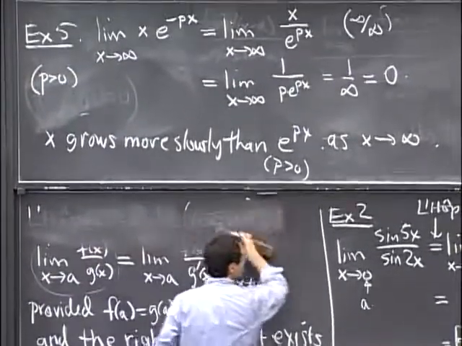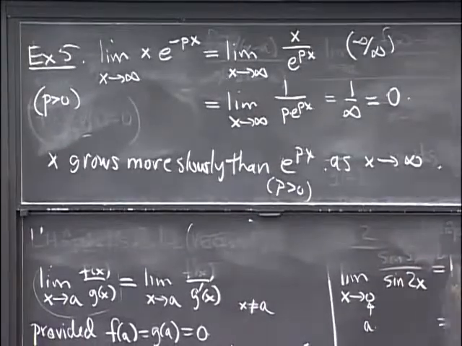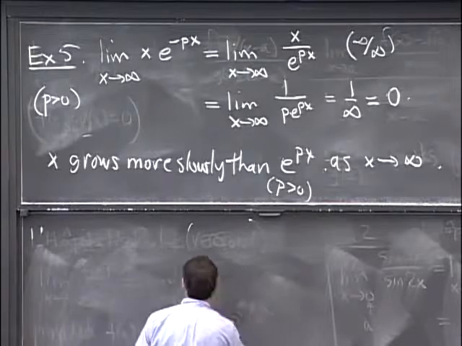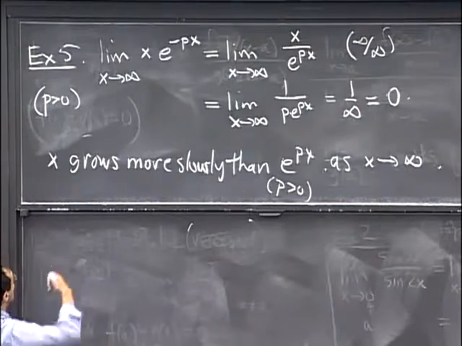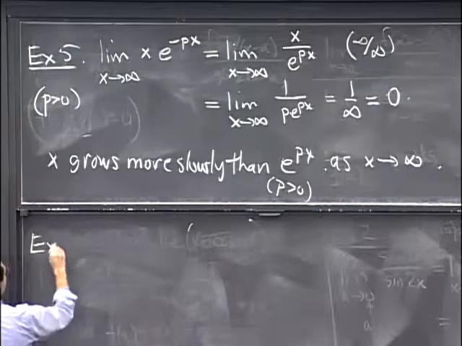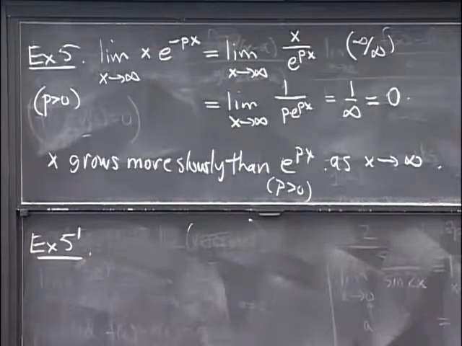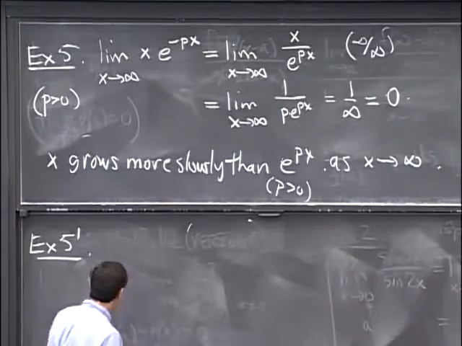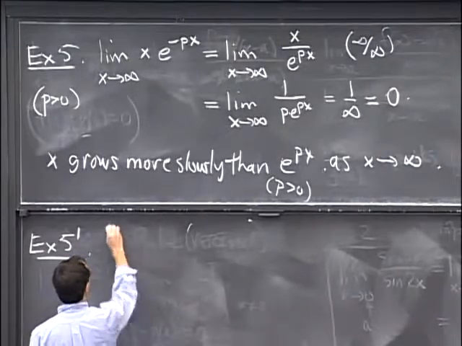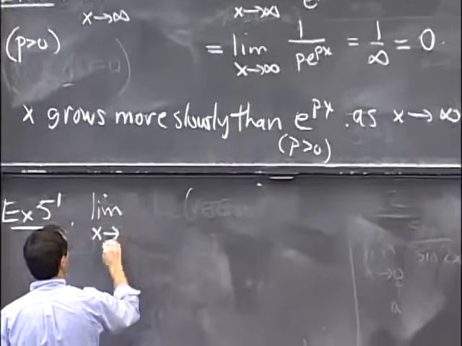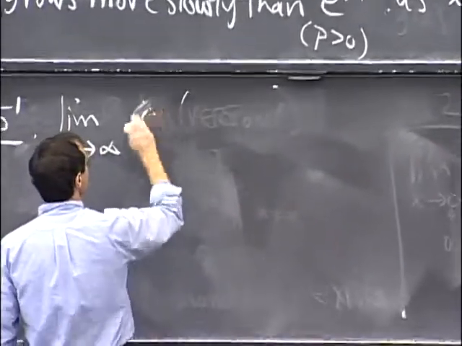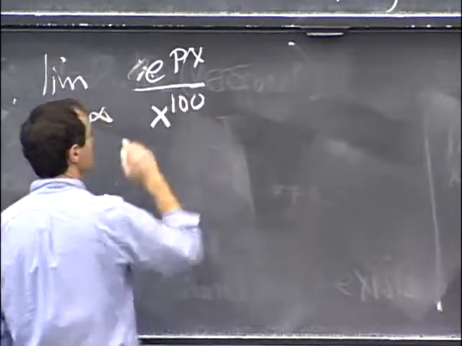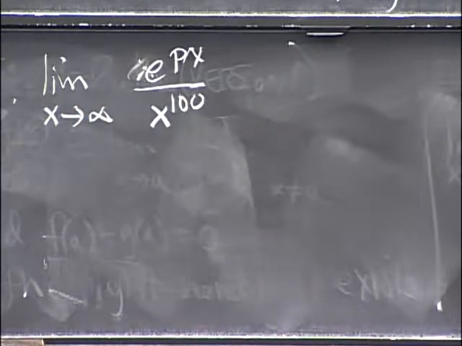All right. Let's do a variant of this. I'll do it the opposite way. I'm going to call this example 5 prime. It really doesn't give us any more information, but it gives you just a little bit more practice. So suppose I look at things the other way: e to the px divided by x to the 100 power. All right?